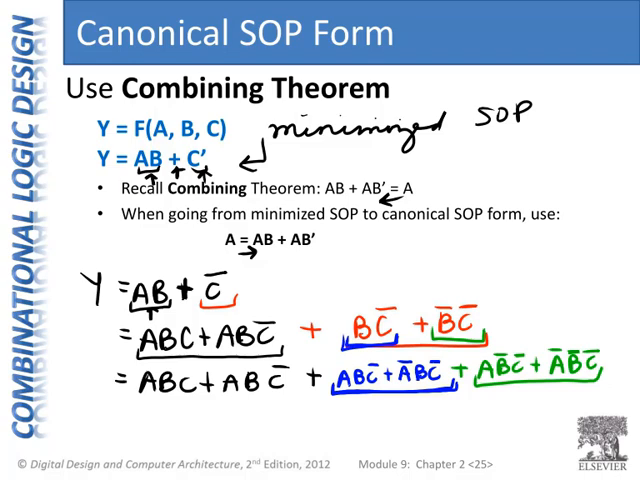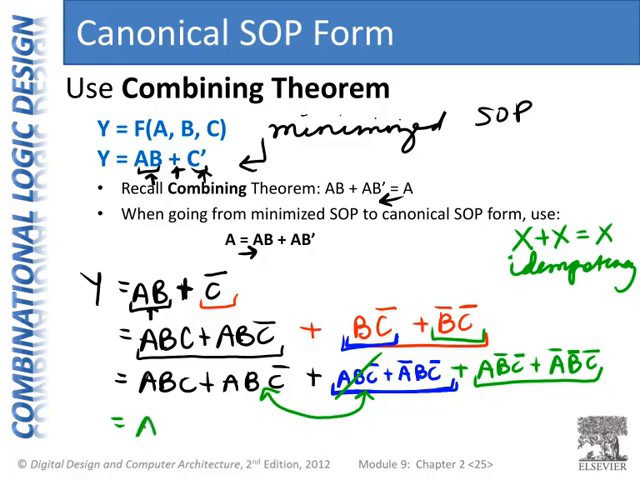And now we notice that this term here, A and B and C bar, we have a duplicate of that. So remember our idempotency theorem, where if you have X or X, that's the same as just X. So I can get rid of one of those terms using, again, idempotency. And so we'll get A and B and C, or A and B and C bar, or A bar, B, C bar, or A, B bar, C bar, or A bar, B bar, C bar.